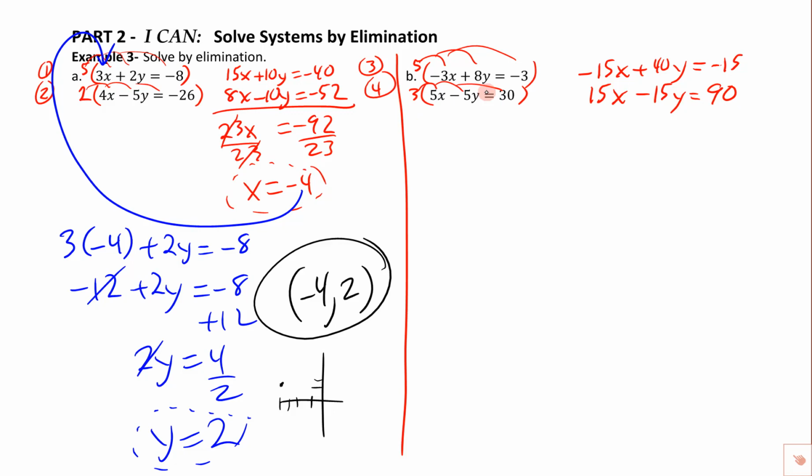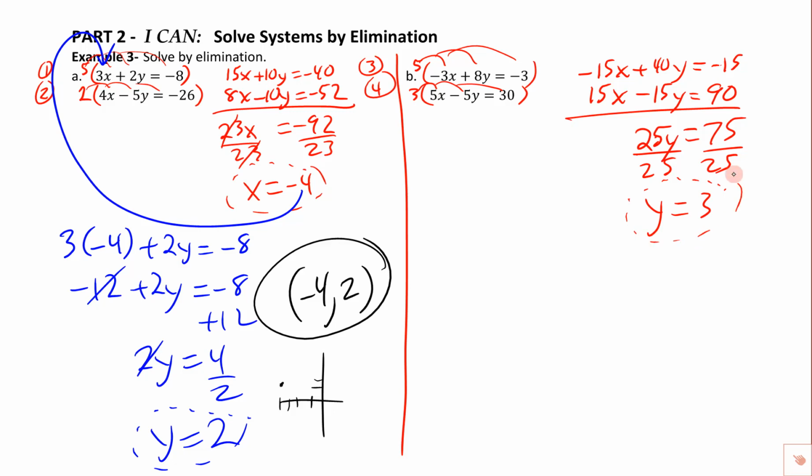Okay, so let's take a look at what we've got. These go away, so we're left with a positive 25y, and then over on this side that would be a 75. So we're going to divide by 25, so we get y equals 3. So there's the first part of the answer. We know what y is. Now we probably don't want to plug into either one of these equations because the numbers are so big.